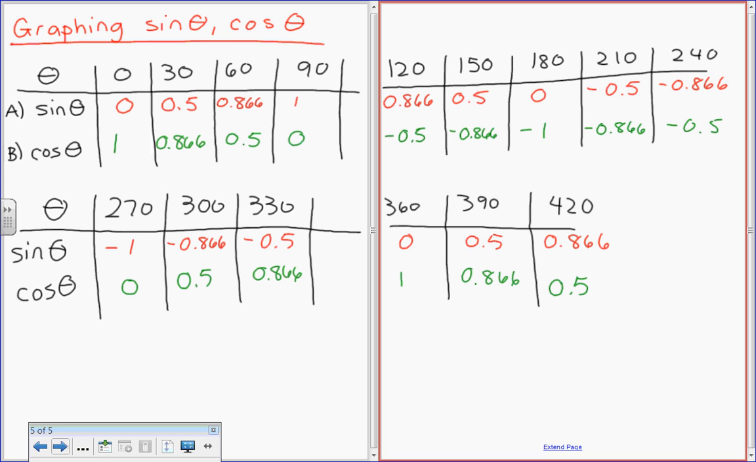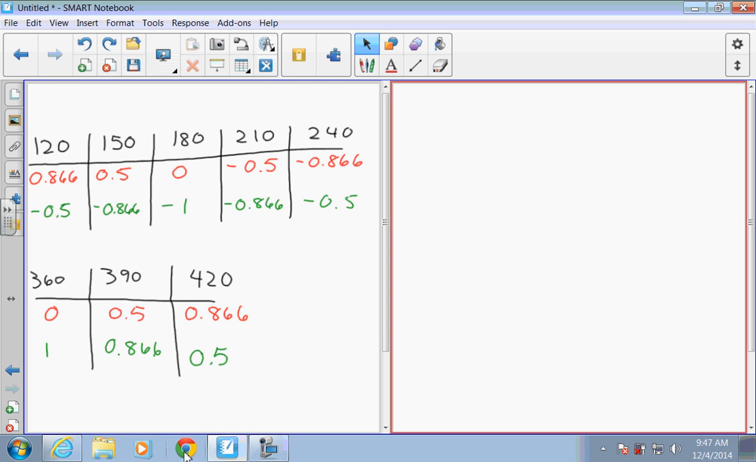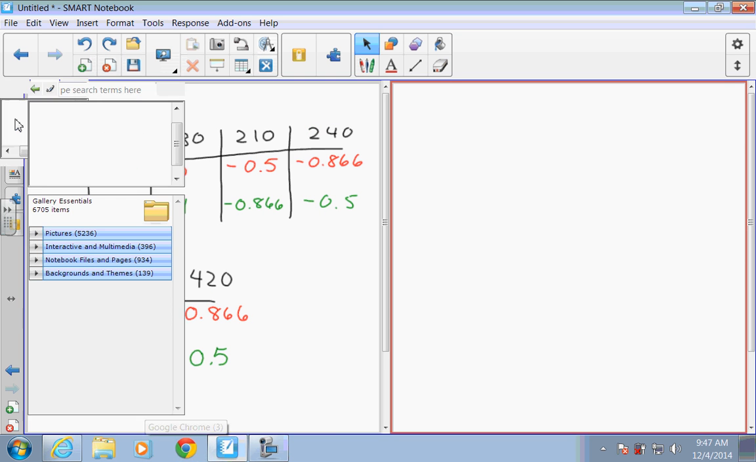Okay, here we go. Here's our graph. So what we're going to do for this is, for our graph, we're going to use graph paper right now. And when you do your graph here, I want you guys to take great care on this first graph.